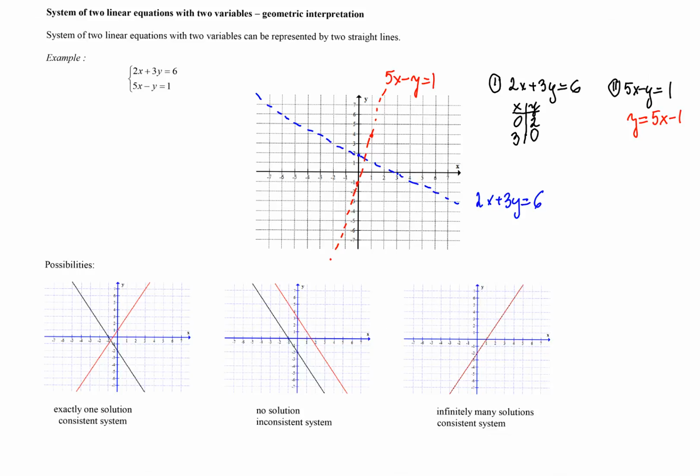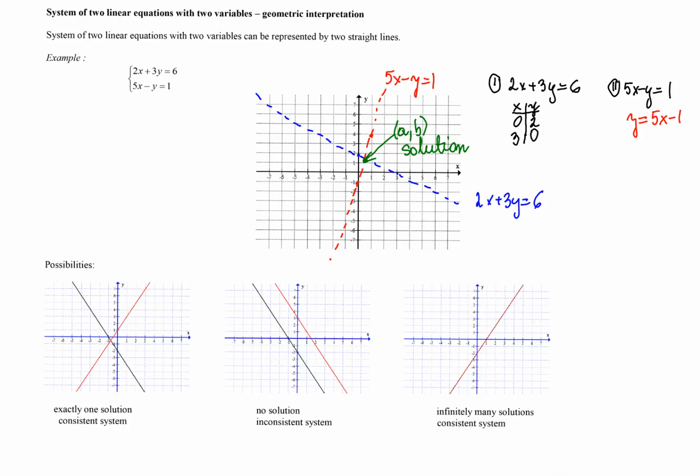So if we are looking for a solution of that system, we are looking for the points that satisfy both equations at the same time, and therefore we are looking for the intersection point. Once we find where the lines intersect, the intersection point, let's say point (a, b), this is the solution of the system, because this point makes the first equation true and the second equation true.